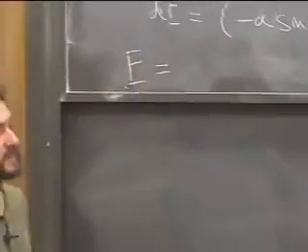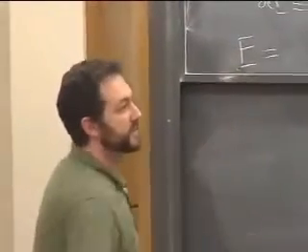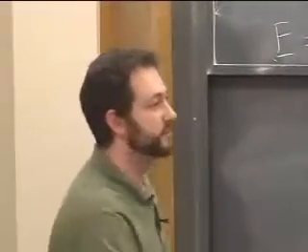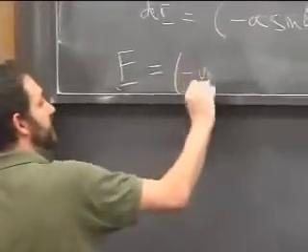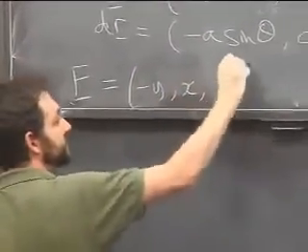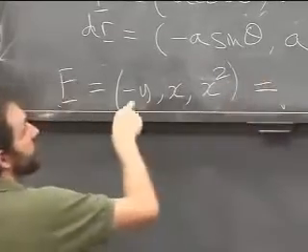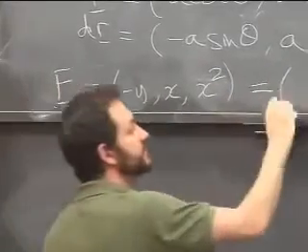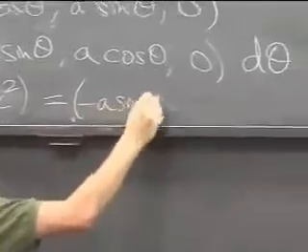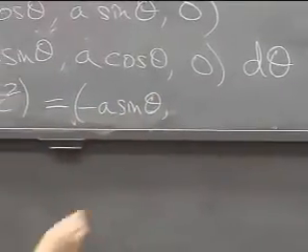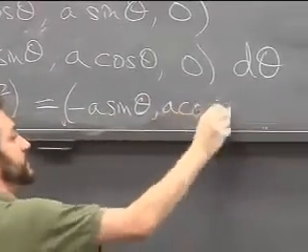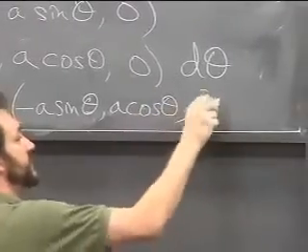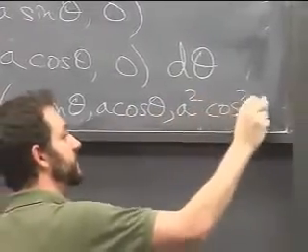And F, finally, we come back to the original F. Again, notice how in these problems the F only pops up right at the end. It was minus y, x, x squared. Is that right? Yeah. And so we have to convert this: y is a sine theta, minus a sine theta, x is a cosine theta. And x squared happens to be a squared cosine squared theta.